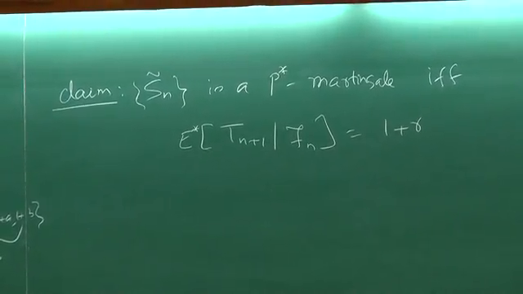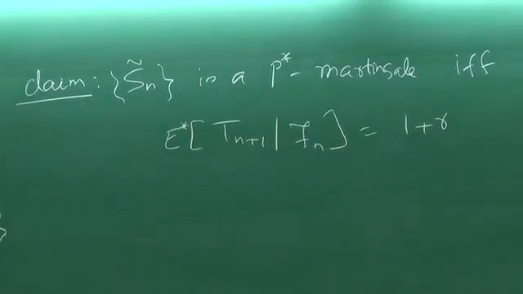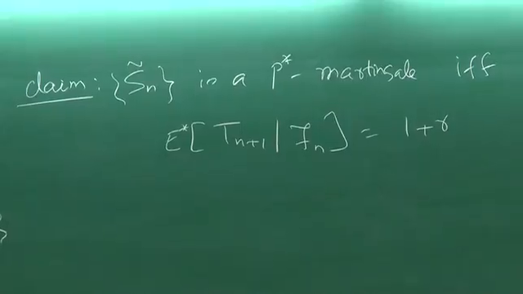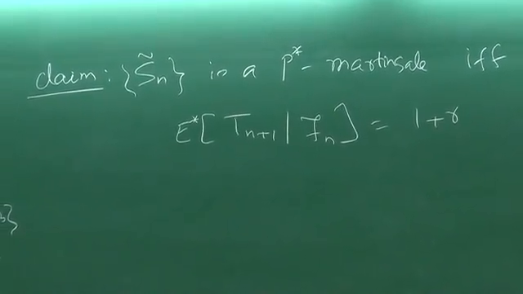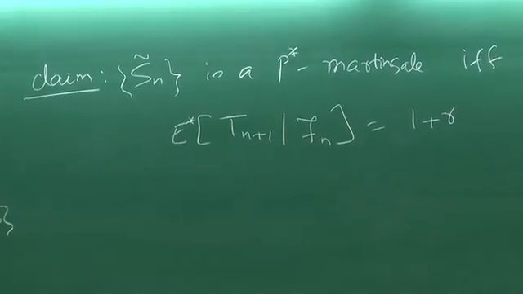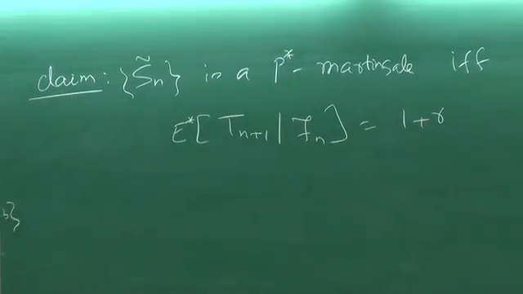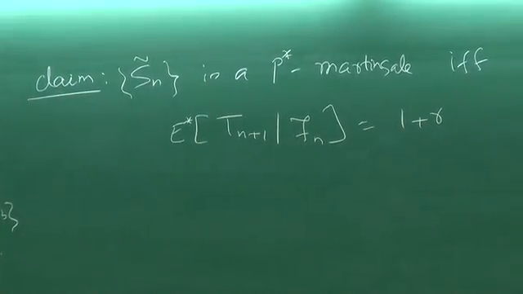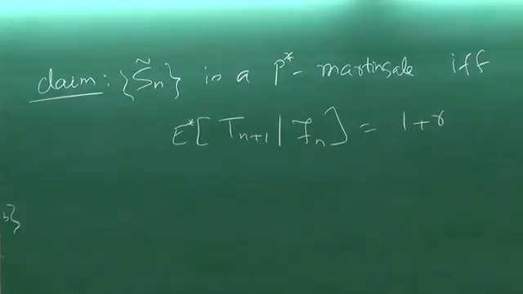Now why should I think that this claim or lemma should be true? What is Tn plus 1? The relative change of the bond is 1 plus R, right? Bn plus 1 divided by Bn is 1 plus R. So if P star has to be a martingale measure, the game has to be a fair one, and this should be true, right?